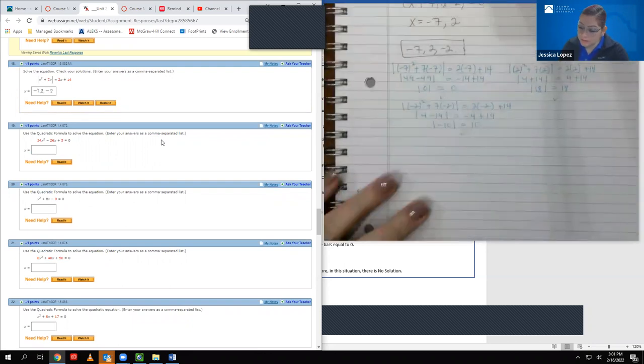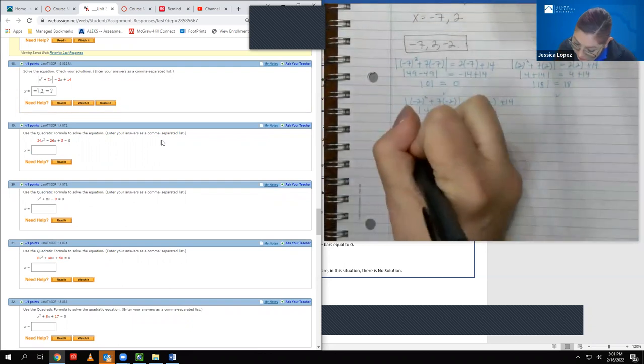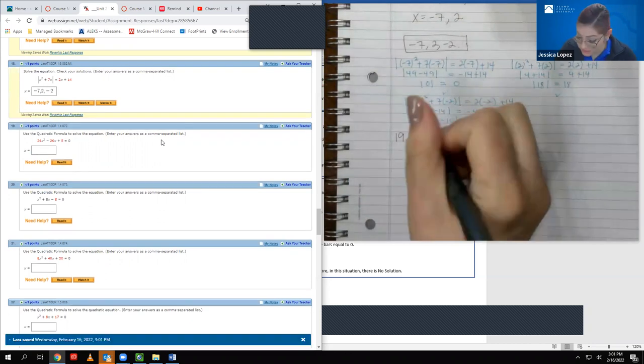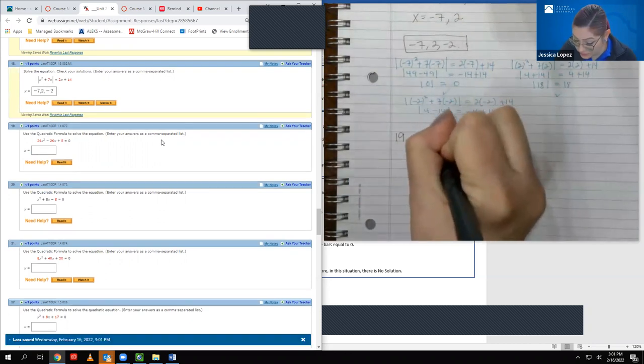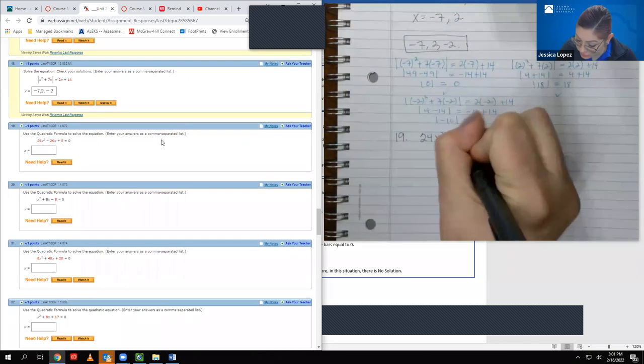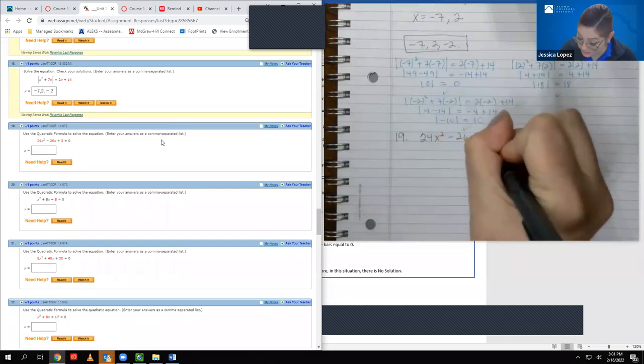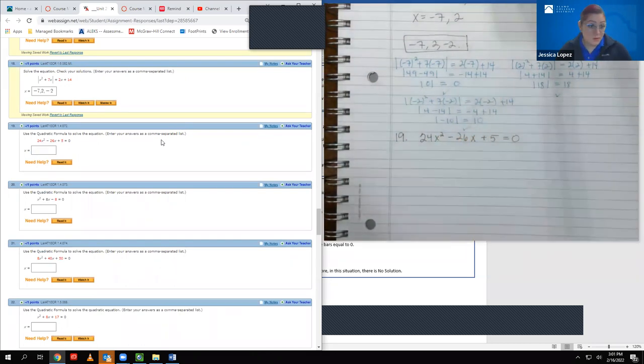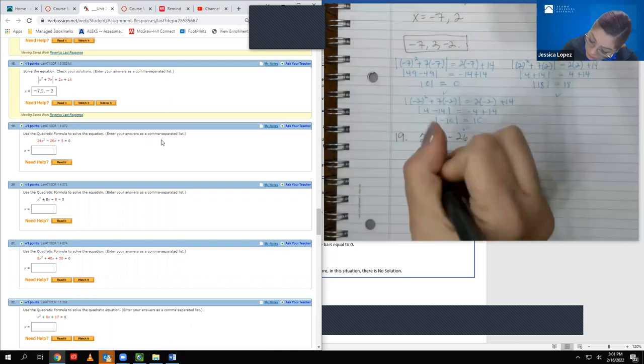Okay, number 19. Number 19 is 24x squared minus 26x plus 5 equal to 0. And in this one, I don't have a choice. It literally says use the quadratic formula to solve it. So I'm not doing it because I think it's easy and convenient to use. I'm doing it because I have to do it on this problem. So I'm going to go straight in.